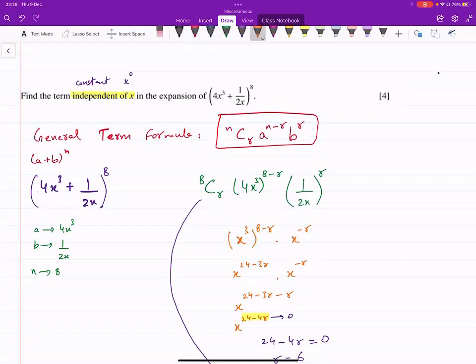So instead of a, we've got 4x³. Instead of b, we've got 1/2x. Instead of n, we've got 8 here. हमने क्या करना है? ये तीनों values यहाँ पे general term formula में input कर देनी है.